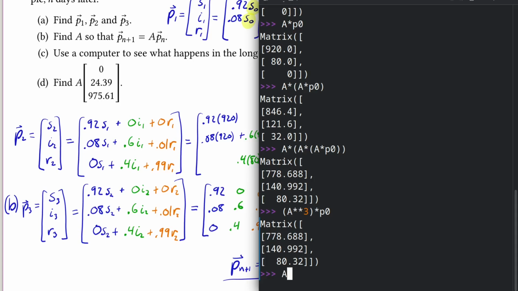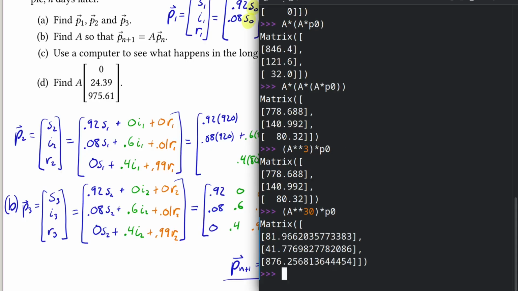But let's see what happens if we do A to the power 30 times P0. So after 30 days, at this point, it still looks like it adds up to 1,000. The biggest group of people here is now recovered, which is good. But are there always going to be some susceptible people, or is eventually everybody going to be infected? And are there always going to be some infected people, or is everybody eventually going to recover? How will it work out? Let's see what happens if we do a really big number, like 300 days later.